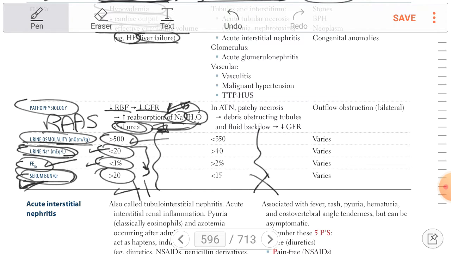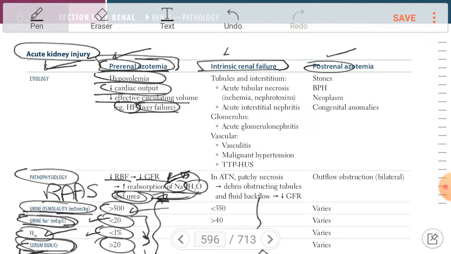Then the next one, intrinsic. We have causes that will affect the tubule, glomerulus, vasculature, and interstitium. The main one is acute tubular necrosis, caused by ischemia and nephrotoxins. But the main cause is ischemia, causing acute tubular necrosis.